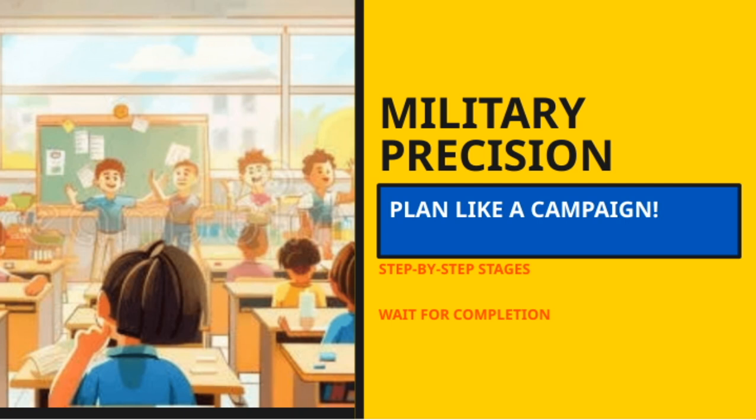Next, we see step-by-step stages. This highlights the value of breaking down your campaign into manageable, logical phases. By doing so, you can track progress more effectively and make adjustments as needed. The key message here is to plan like a campaign.